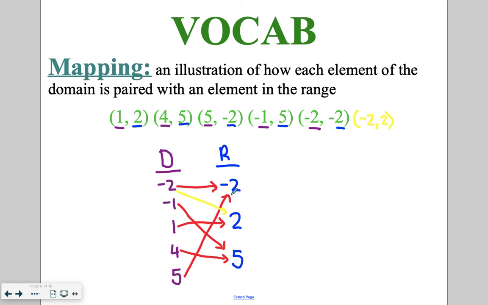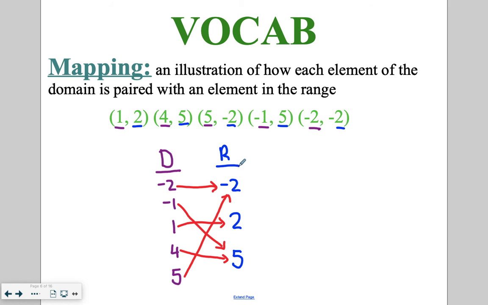If each number in the domain has more than one arrow coming out of it, then it's not going to be a function. The other thing that mapping shows us really well is what we call one-to-one. So a function is one-to-one if each member of the domain goes to only one member of the range. So this is not one-to-one.